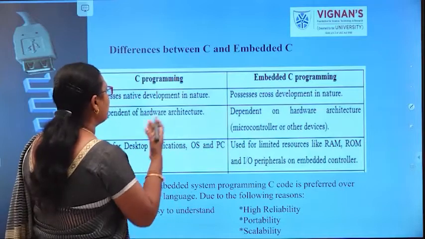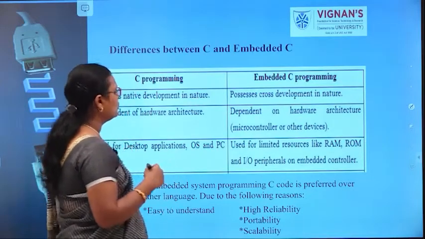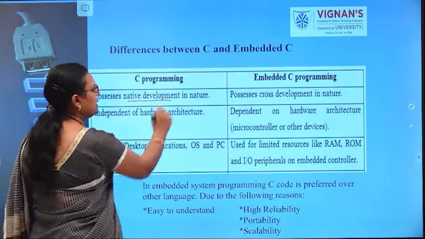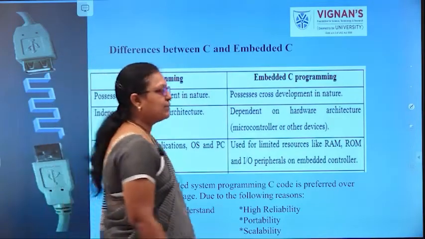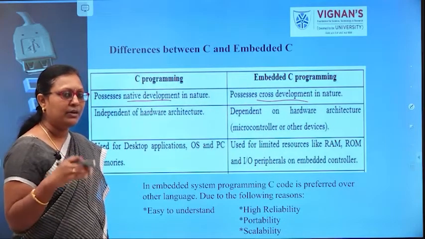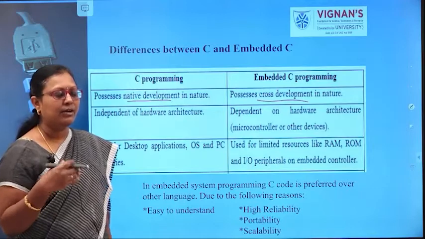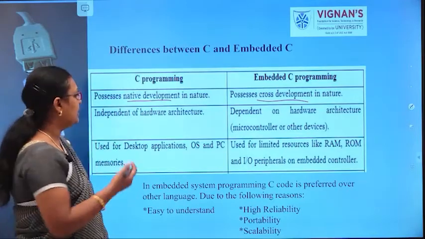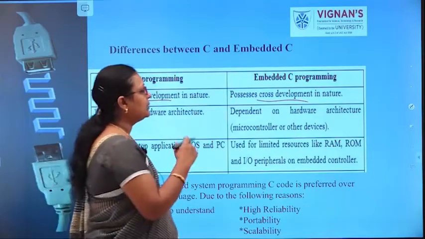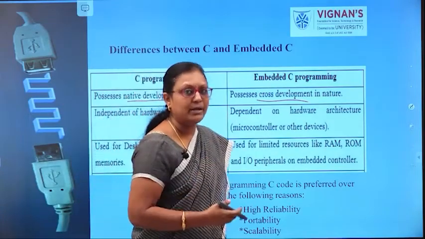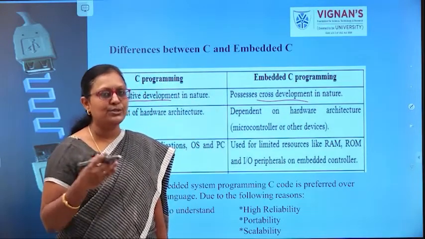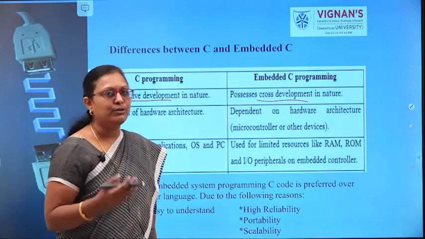Then coming to the difference between your C and embedded C, generally you have studied the C programming, right? So the same thing is applicable for your embedded C programming also. Generally the difference is that C is native development in nature, but embedded C possesses cross development in nature. While you are programming in C language, it does not depend on any hardware architecture, right? But when we are using it in embedded programming, we have to consider the hardware we are using over there, and along with that we have to do the programming.